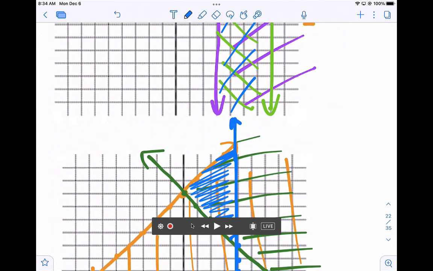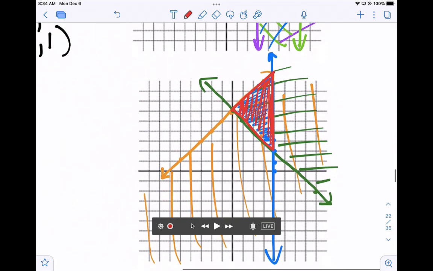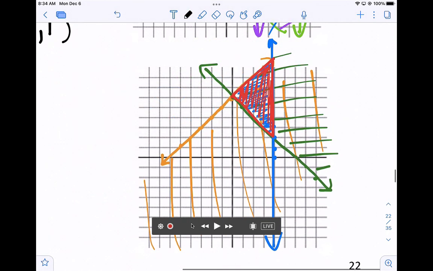Okay, so now we have our feasible region, which is where it's shaded for all of the inequalities, so it makes this triangle this time. So there's the feasible region. We're going to find the corner points called the vertices.